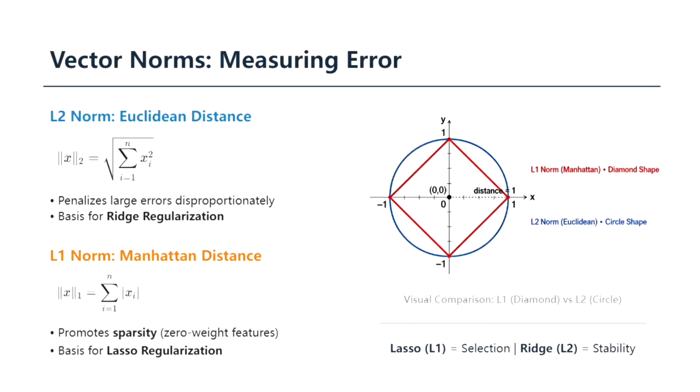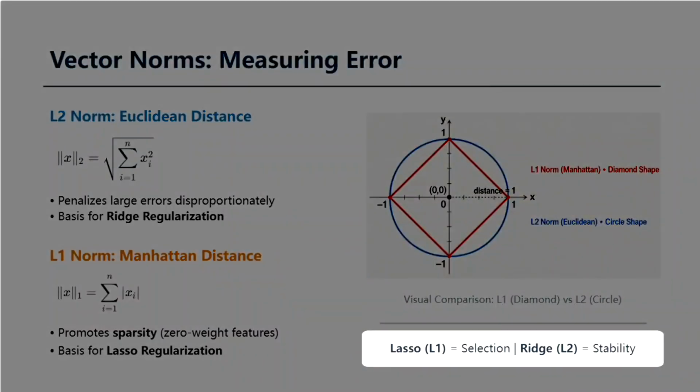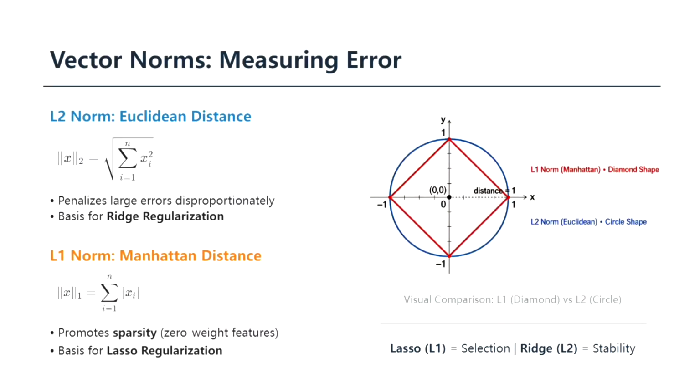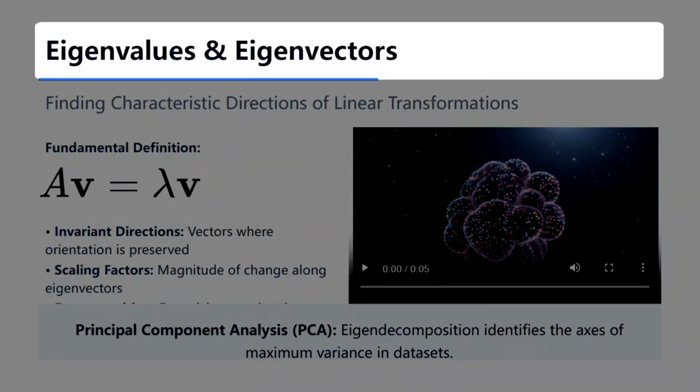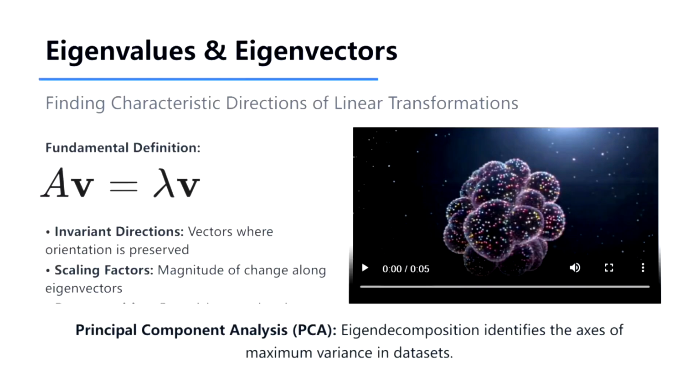To wrap up this concept, think of lasso and L1 for selection and simplicity, and ridge and L2 for stability and handling large errors. Before we move on to eigenvalues, let's think about how these might behave in a high-dimensional space. Building on what we just covered regarding vector norms and high-dimensional space, we now reach one of the most critical concepts in linear algebra for AI: eigenvalues and eigenvectors.